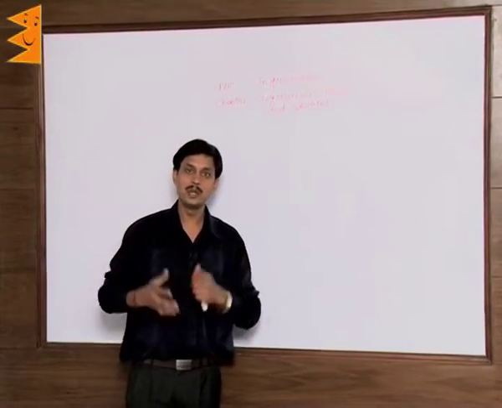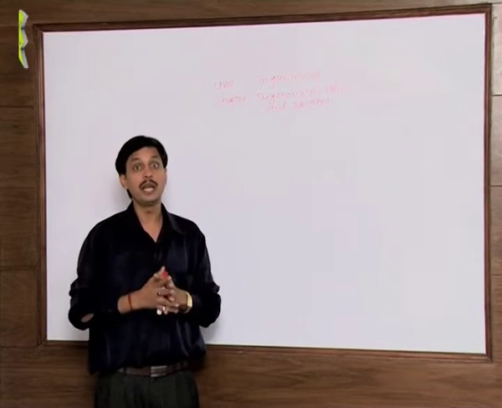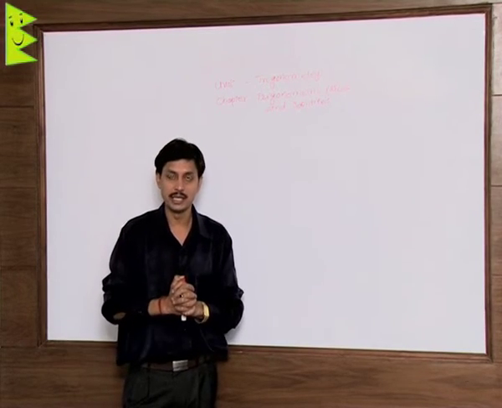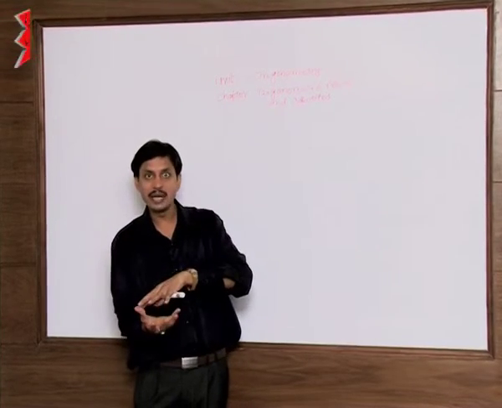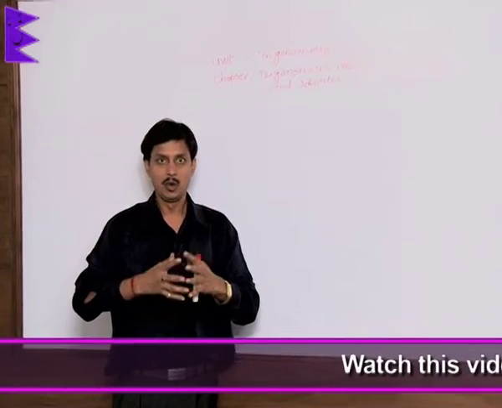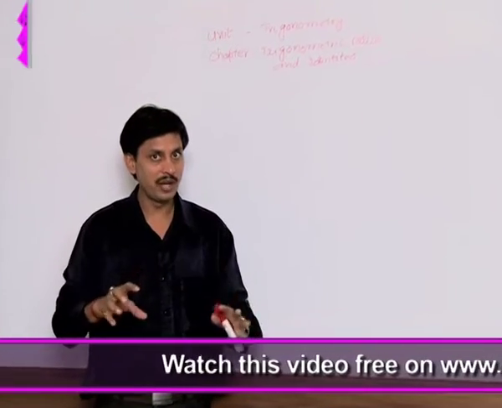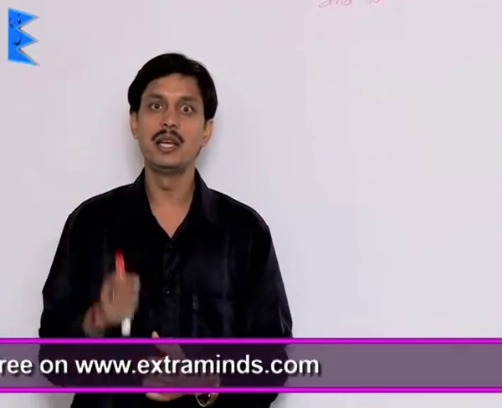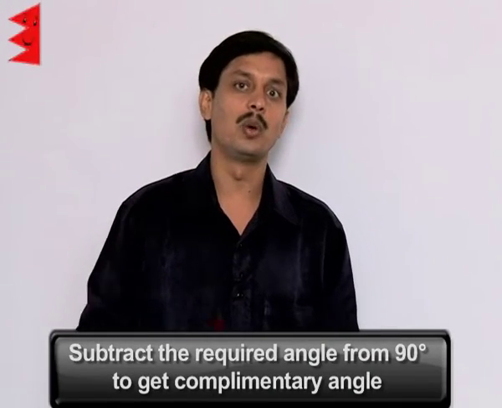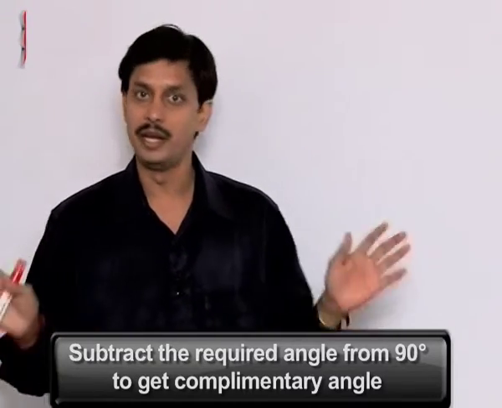Now we will discuss the complementary angles of trigonometry and what the relations of complementary angles and normal angles are. First of all, you must be aware of what complementary angles are. If an angle is 30°, its complementary is 60°. If an angle is 40°, its complementary is 50°. So, whatever angle is given, if you want to calculate its complementary, subtract that value from 90°.